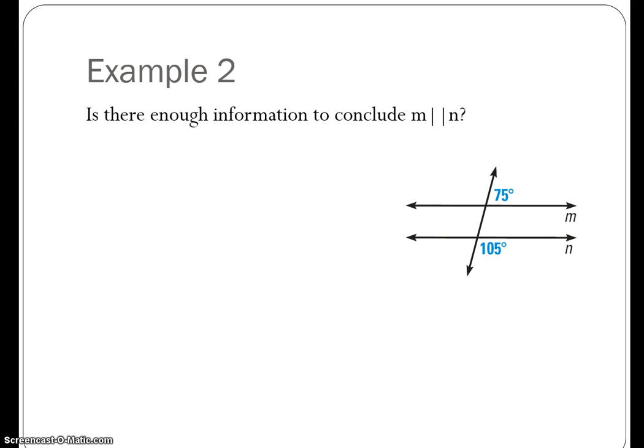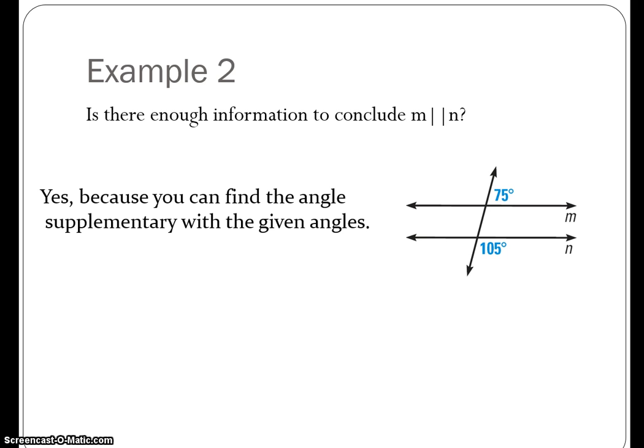Okay, moving on, is there enough information to conclude that m is parallel to n? So here we're not actually solving for anything. What we really want to know is, are the two lines going to be parallel? And so right now I don't have any kind of special angle pairs on there. We don't have any same side exterior relationships that we want to talk about, so we need to find one. You can find the angles that are supplementary with the angles that are given here, and if I were to do that, what do I find?